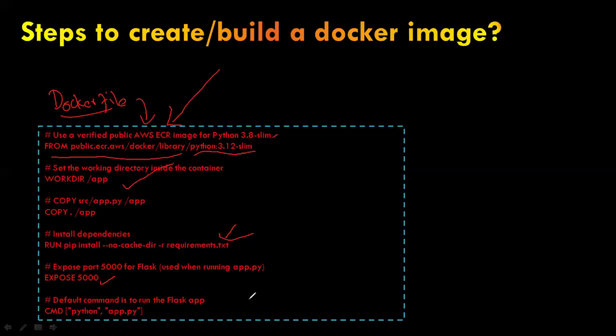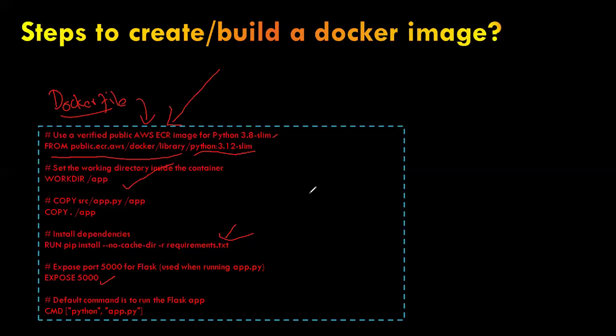Next one is CMD python app.py. This is the one that tells the container, hey, when you start, run app.py using Python, guys. A lot of programming languages are there, so when you start the container, you need to execute this file using Python, so that the container automatically launches our app when it starts.